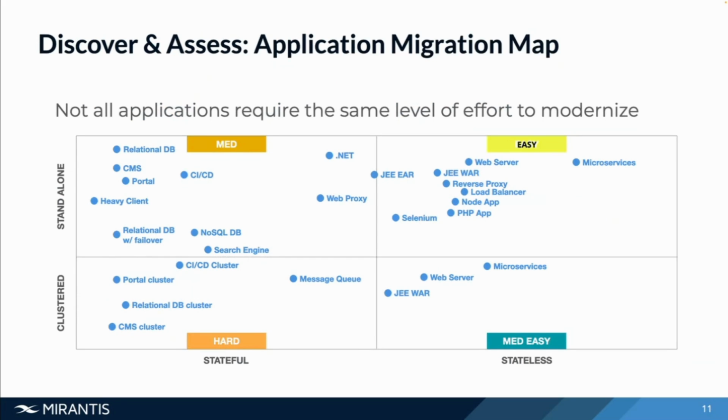The assessment also, in terms of mapping, we can define whether an application is stateful, whether an application is stateless, whether it is a standalone application, whether it is a clustered application, how hard or easy it is to migrate applications. And this is also very important, right? Because we can define, based on this simple matrix, that microservices, Selenium type applications, PHP applications are quite easy to migrate, while all the database applications, message queues, CMS clusters, and all that are a little bit harder to migrate, right? And what we would typically recommend is to start with the easy applications first.